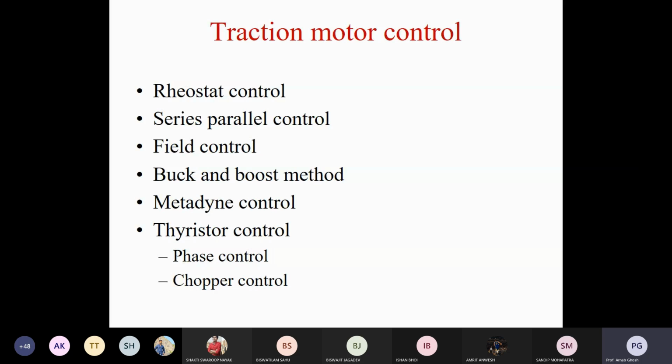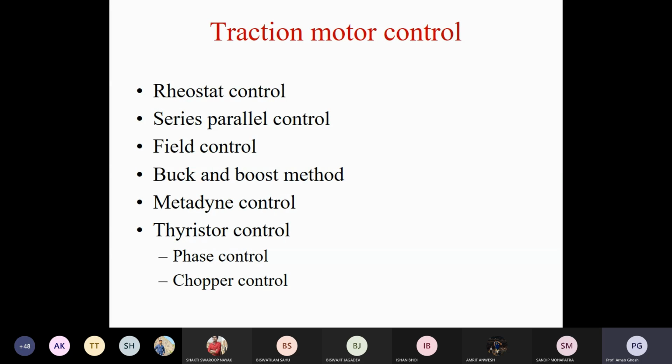Then field control method. In the field control method, you can go for the field weakening method. Then the buck and boost method. The buck boost method is another power electronics control. Buck mode means you are reducing the motor terminal voltage. Boost mode means you are increasing the motor terminal voltage. That means it is your armature voltage control.